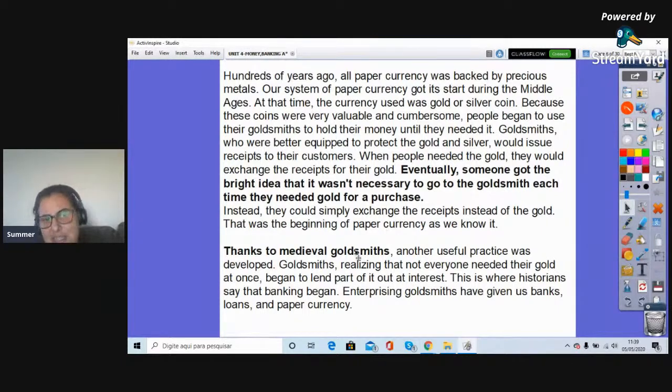Something else that we owe to medieval goldsmiths, another useful practice, was developed at that time. What is this practice? People would leave their gold and silver with the goldsmiths, and the goldsmiths would give them receipts to use. And they realized that not everyone needed their gold and silver at the same time. So what did they do? The goldsmiths began to lend part of it out at interest. And according to historians, this is when banking started. Enterprising goldsmiths have given us banks, loans, and paper currency. It all began here.